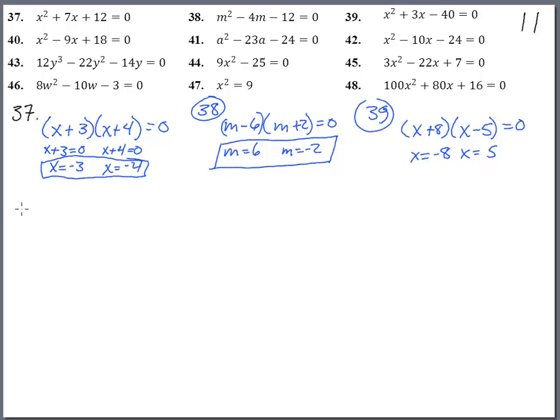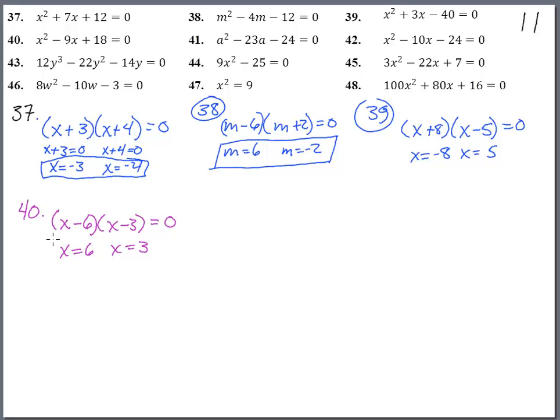Number 40. x squared minus 9x plus 18. See, 9 and 2 won't add to 9, but 6 and 3 will. So we're going to break that up into x minus 6 and x minus 3 equals 0. Make each factor 0, and we get x equals 6, x equals 3.